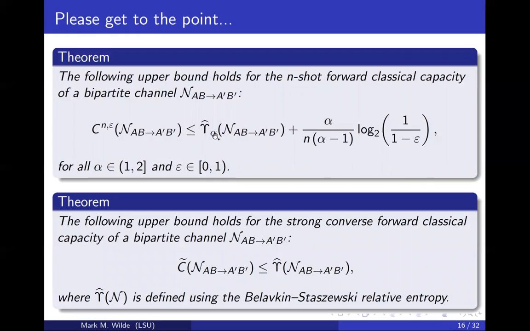And then by applying the definition of asymptotic capacity and strong converse asymptotic capacity, you take a limit as n goes to infinity, and this term goes away. You take a limit as epsilon goes to 1 for the strong converse, the epsilon's already gone, so all that's left is this geometric Upsilon information. The bound then holds for all alpha greater than 1 and less than 2, so you can take the limit as alpha goes to 1, and when you do that, you get something called the Belavkin-Staszewski relative entropy. So this is one of our first major results, this bound on the strong converse classical capacity of a bipartite channel.